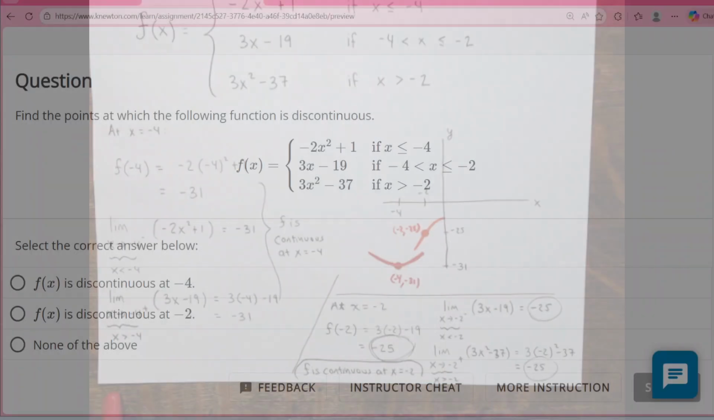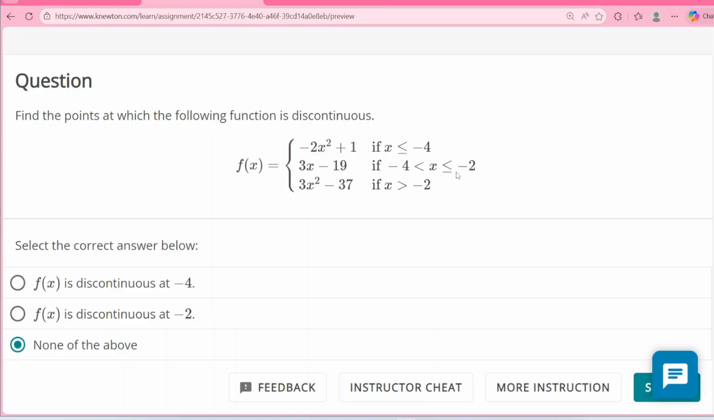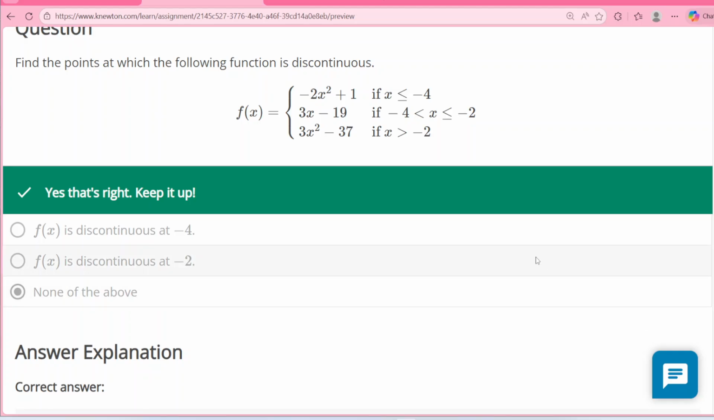So it was actually neither. All these choices, it's not discontinuous at -4. It's not discontinuous at -2. So none of the above. This function is actually continuous everywhere. All right.